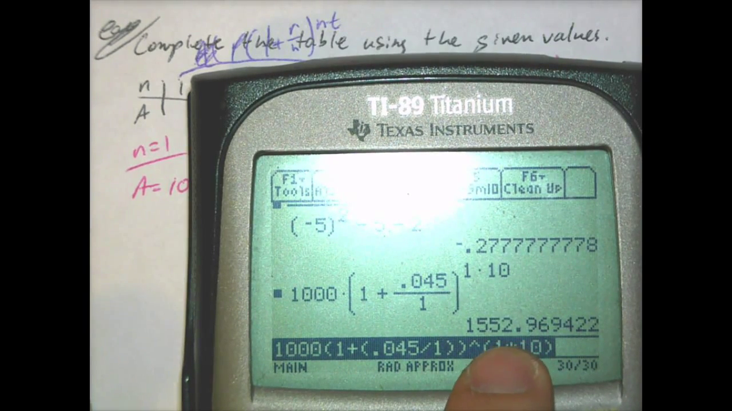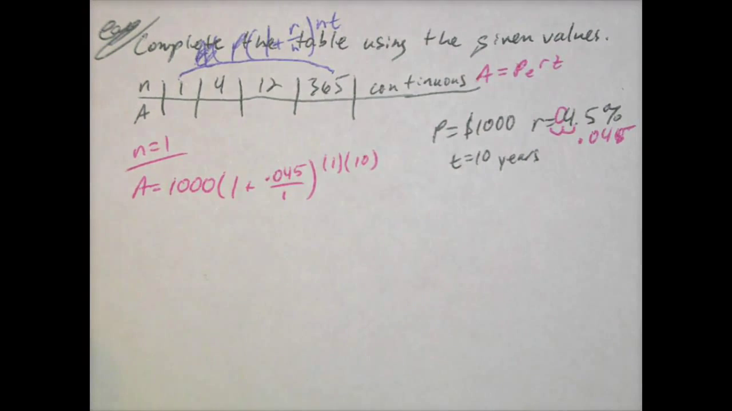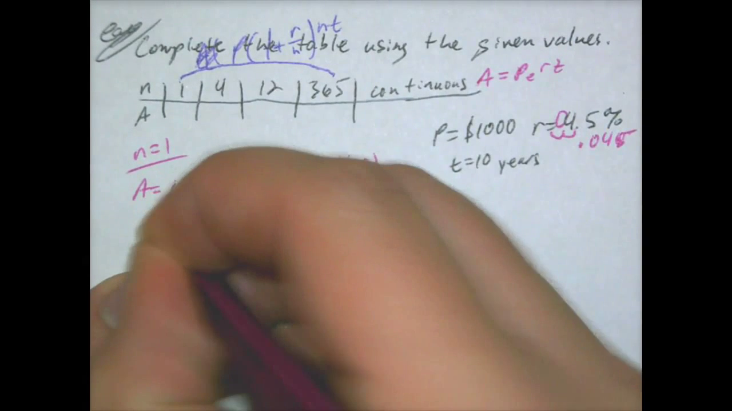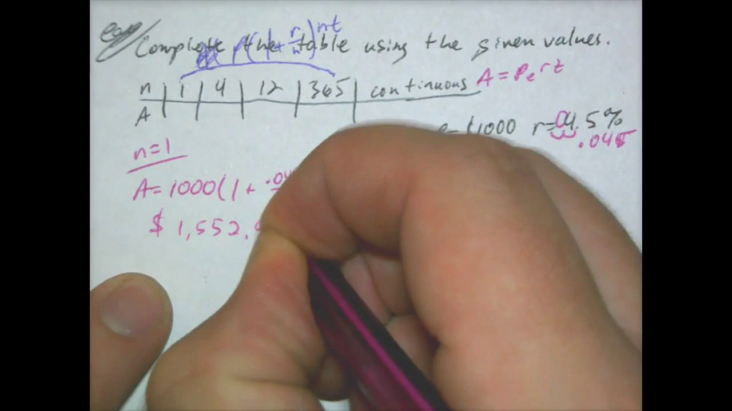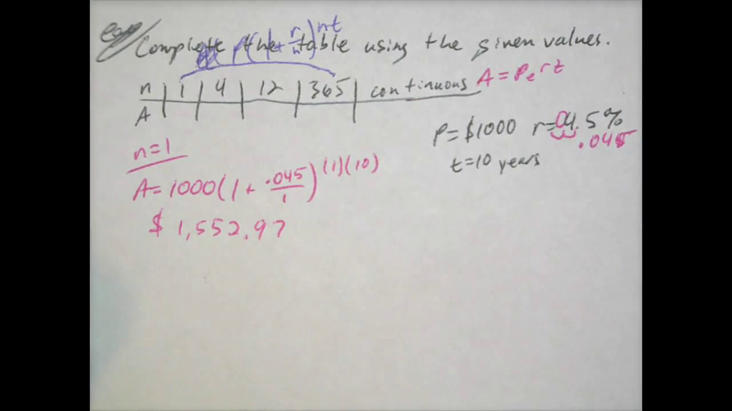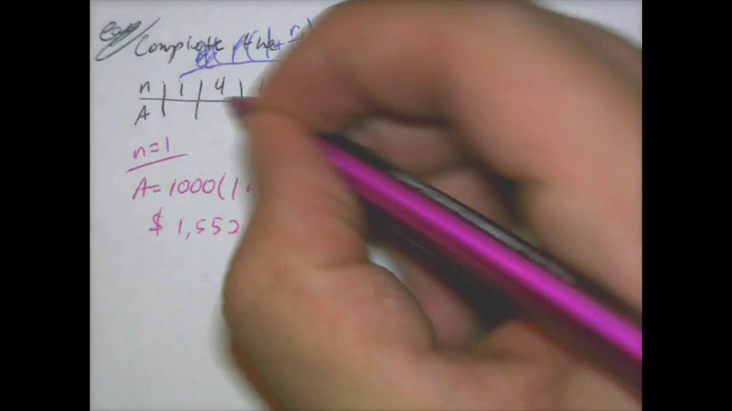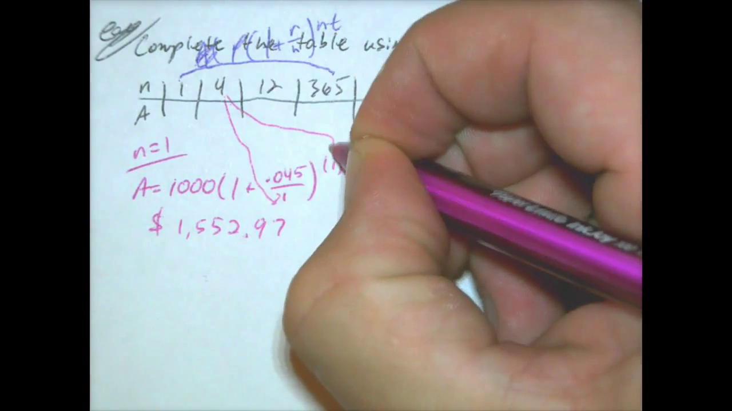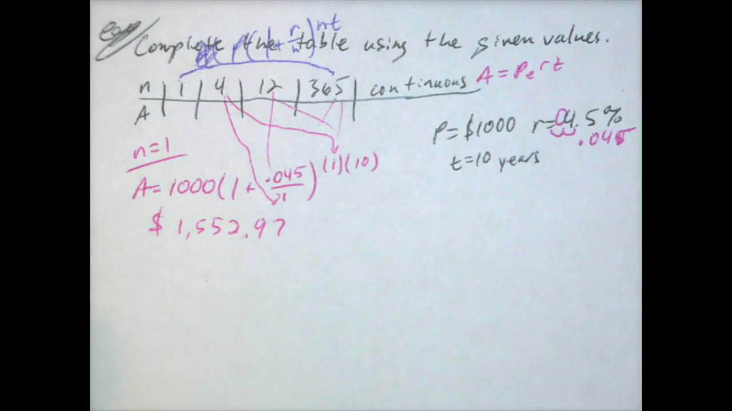Since I'm dealing with money, my answer is 1,552.97. Make sure you round correctly. So you're pretty much just going to do the entire thing and substitute in the other numbers. You'll put in a 4 right there, and the same thing with the 12, and the same thing with 365, and you'll come out with numbers.